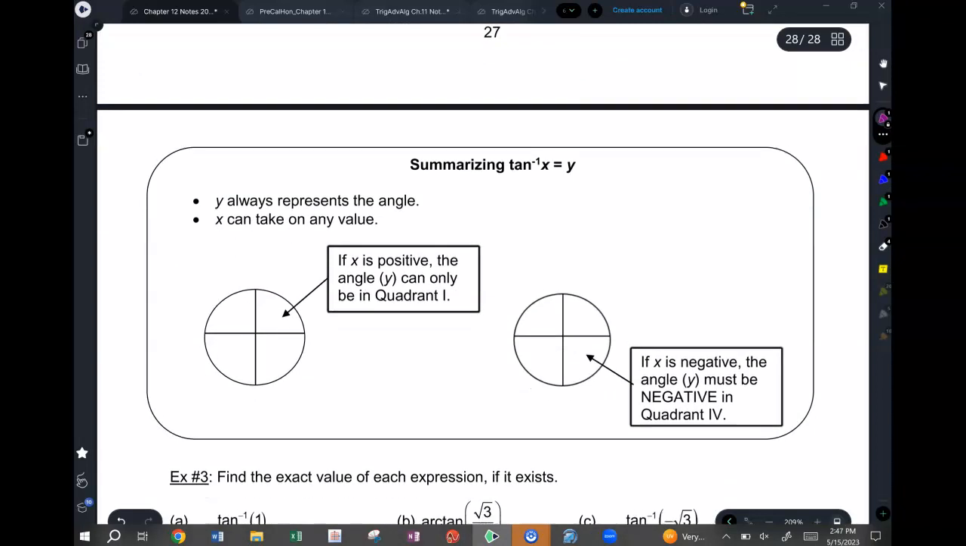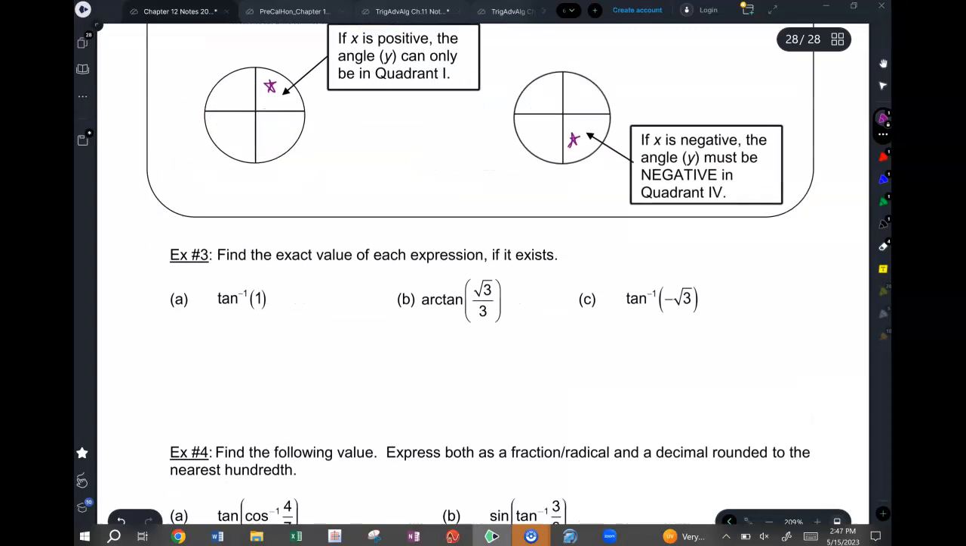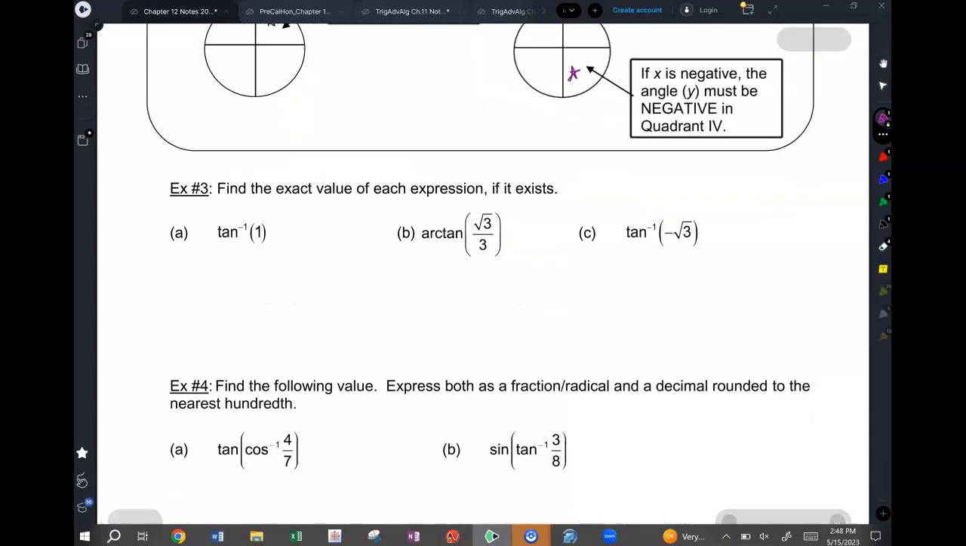Okay, so here is the difference now. X for tangent can take on any value. There is no limit as to what this can be. Remember how we said for sine and cosine, it has to be between -1 and 1? Not the same for tangent. So if it's positive, it's got to be in this quadrant. If it's negative, it's got to be in that quadrant. So let's see. Inverse tangent of 1.